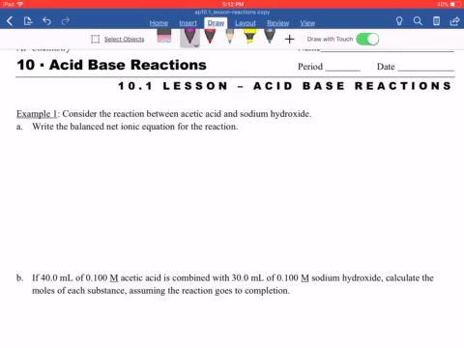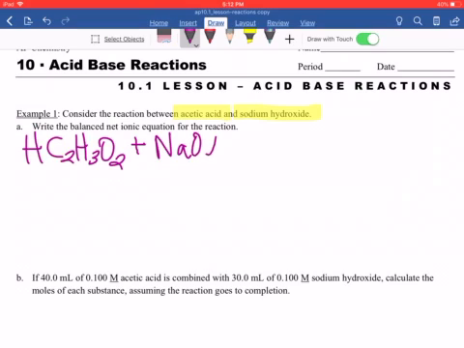So for example number 1, it says to consider the reaction between acetic acid and sodium hydroxide. So the key words there are acetic acid and sodium hydroxide. So we know that acetic acid is just vinegar, which is HC2H3O2. And it is a weak acid, so it's not going to split apart. And sodium hydroxide is NaOH. That's a strong base, so that one is going to be aqueous. So that one will split apart.